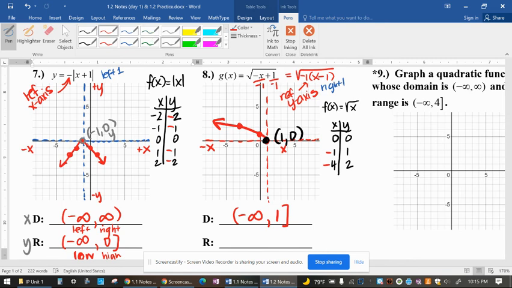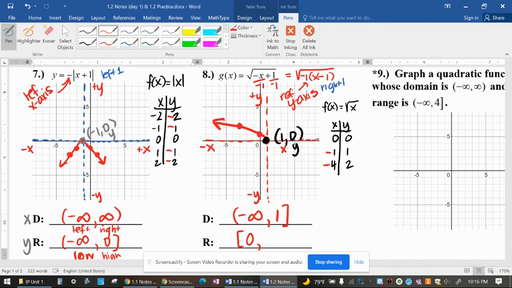Okay, now let's think about range. Range asks you to see what the lowest and the highest values are. Well, the lowest value of the square root function is that initial point of 1, 0. So this is the lowest point. Now we're talking about the y values. So the lowest y value is 0. Again, I'm using brackets because there's an exact point at 1, 0.